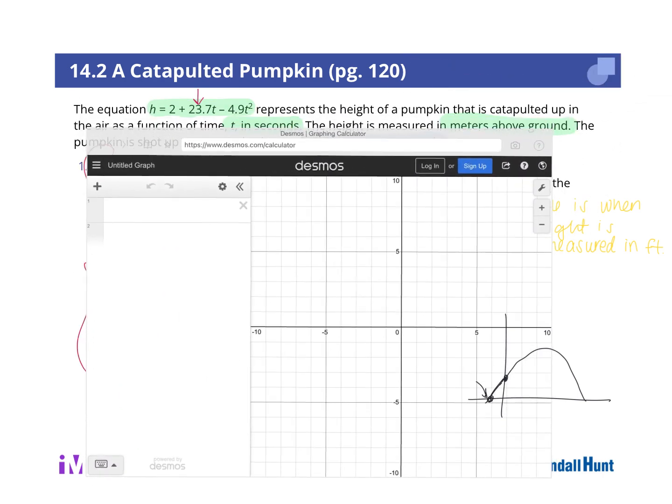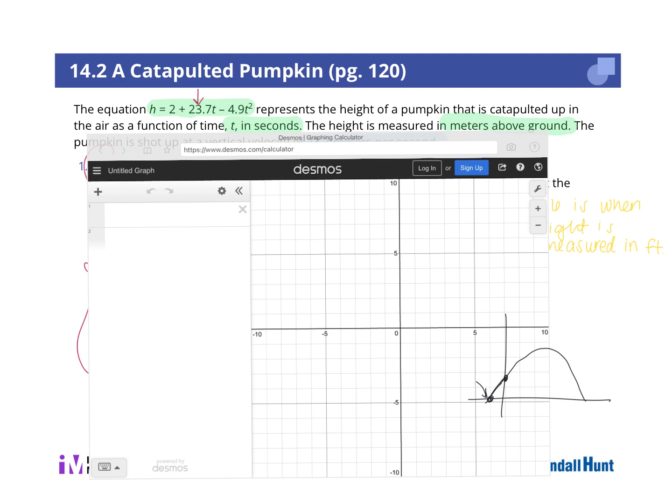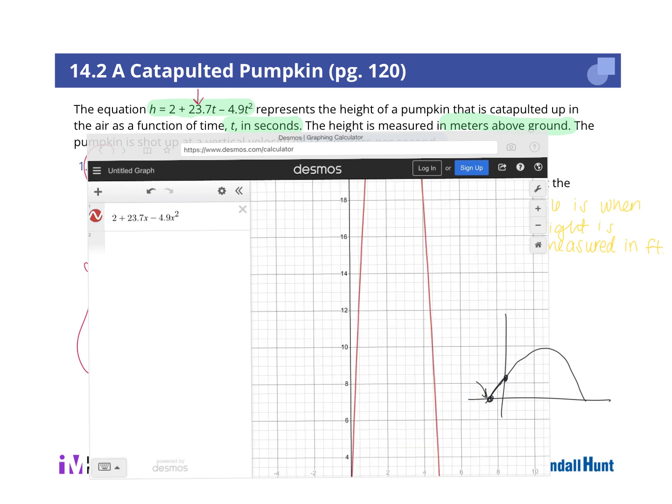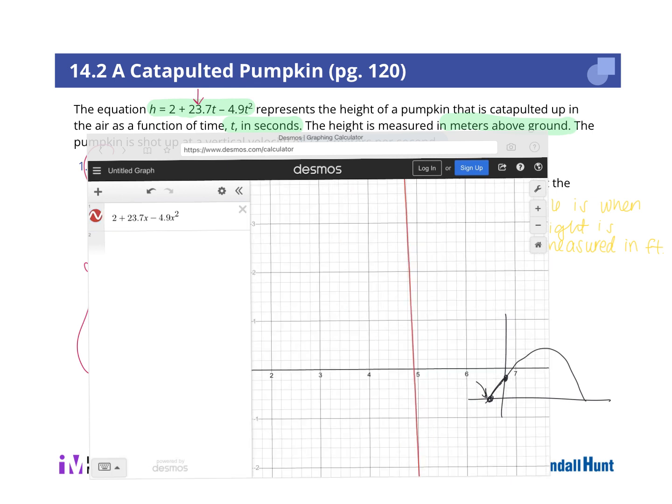So if we were to graph this, let's see. So we have 2 plus 0.7x minus 4.9x squared. Okay, we can zoom around on our graph here and find that intercept.